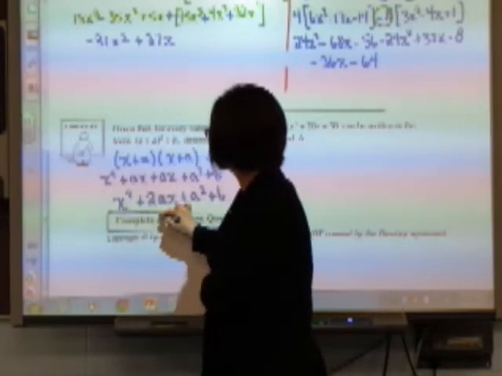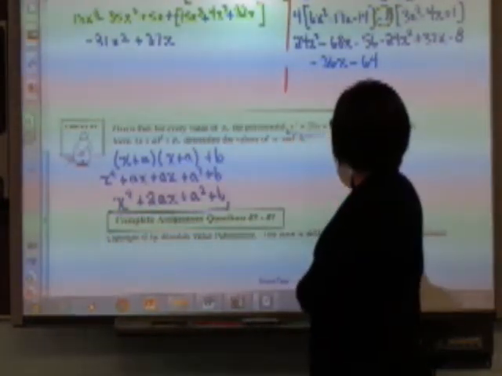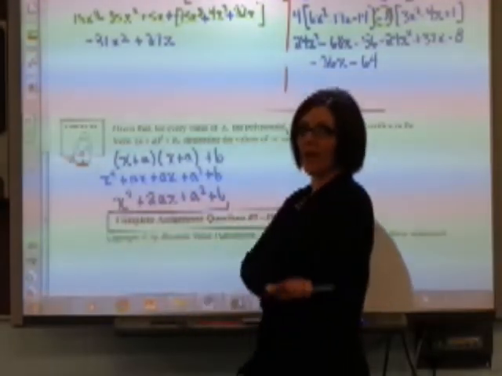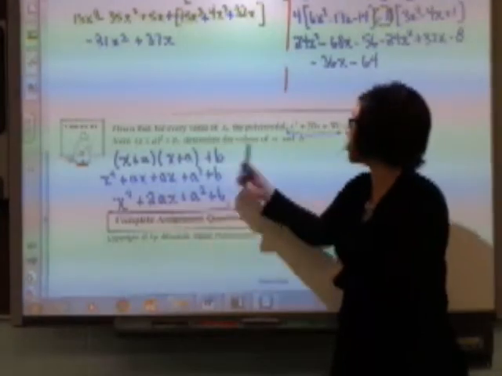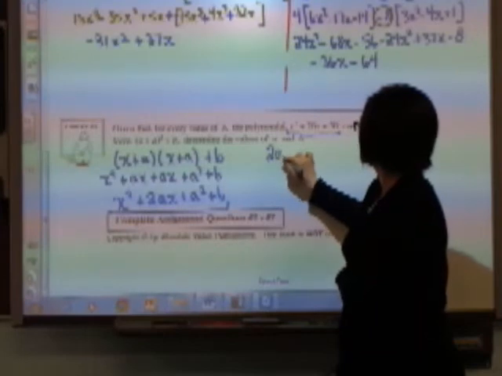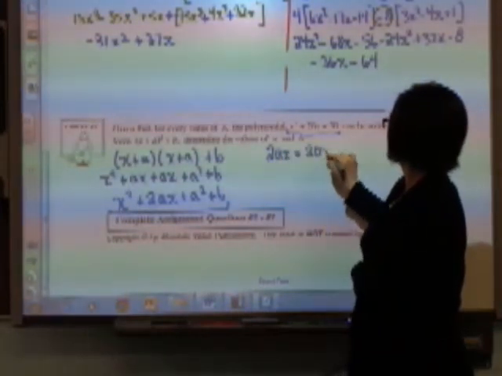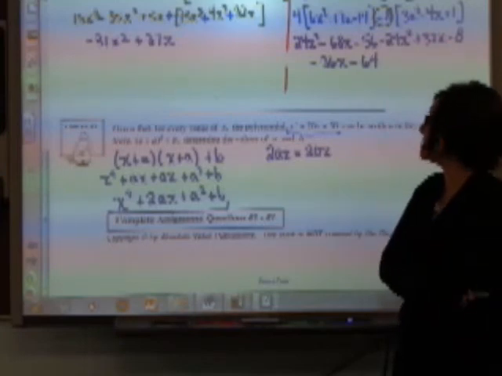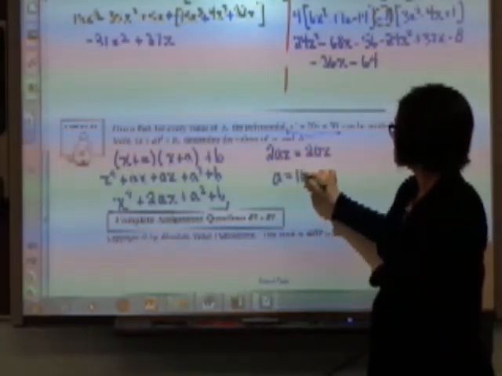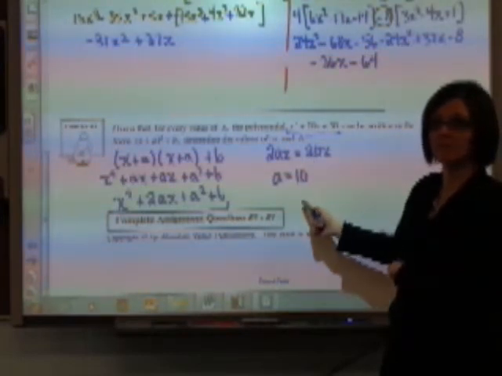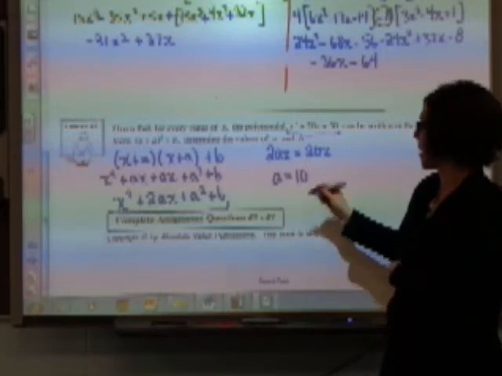This has to be equivalent to that. So the x squared and the x squared, they match up. This 2ax, 20, has to be equivalent to 20x. So the a would have to be equal to 10. Because 2 times 10 would give me 20 times x. You see that, Raylan? Okay.